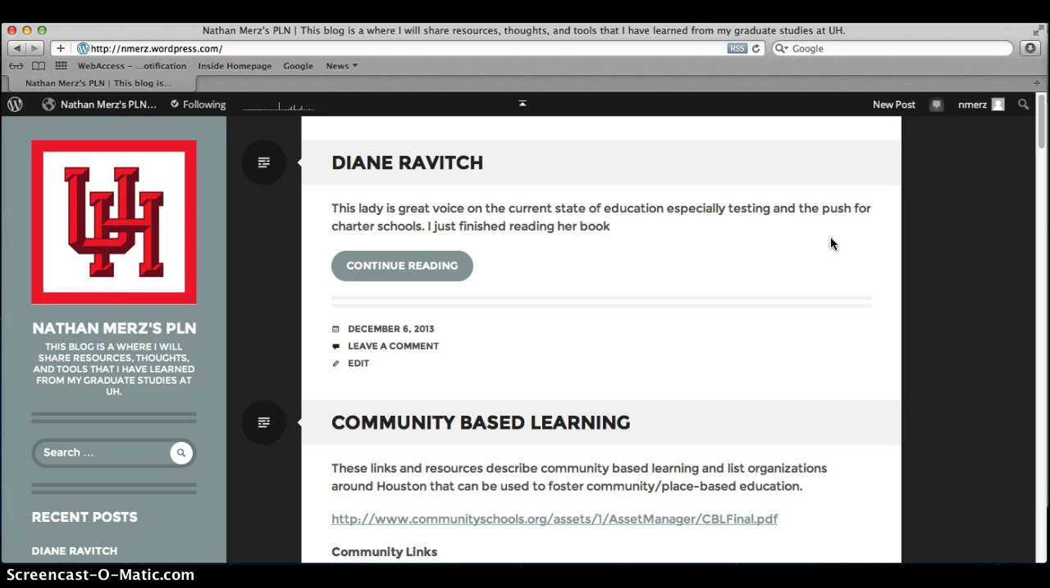And the final post I've made is about Diane Ravitch, and I just finished reading her book. She's a voice on the current state of education, and how this focus on testing and pushing for charter schools is undermining public education. Public education is such an important part of our society and our democratic system, and we just can't eliminate it. She talks about how you can't do away with public education and how important it is to this country. It's such a great read that people, teachers, and just everybody should read.